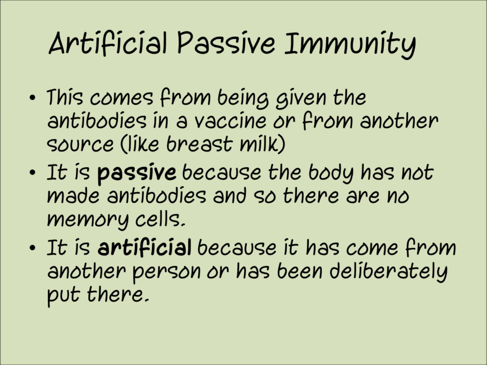Artificial passive immunity comes from being given the antibodies in a vaccine or from another source, like breast milk. It's passive because the body has not made antibodies, and so there are no memory cells, and it's artificial because it has come from another person or has been deliberately put there.